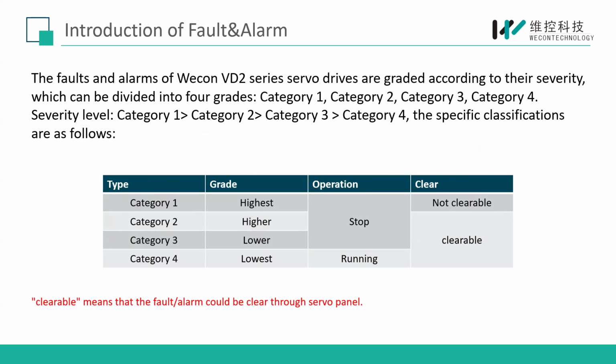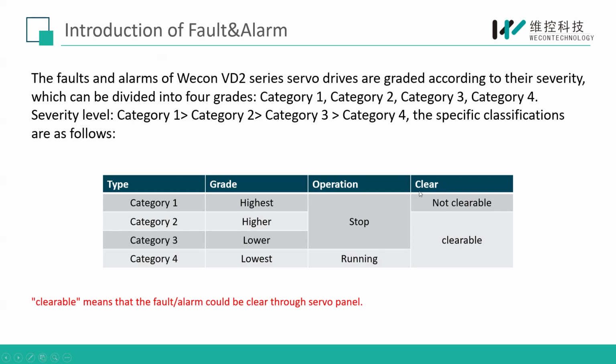First, you can see there are four types, from category 1 to category 4. The alarm or error level becomes lower. For the first three types of error, the motor will directly change to stop status when this error happens. But for category 4, when this level of alarm happens, the motor can keep running.